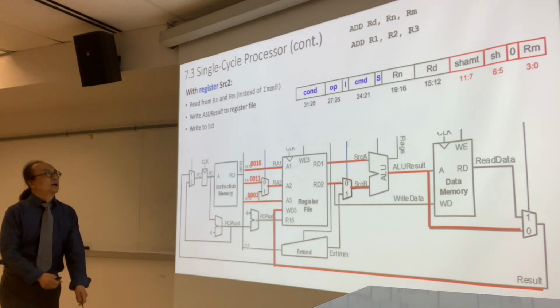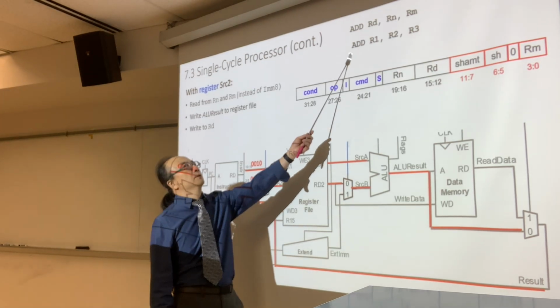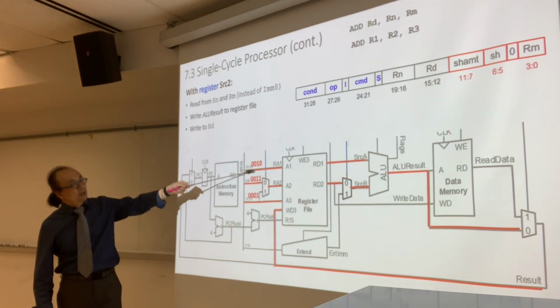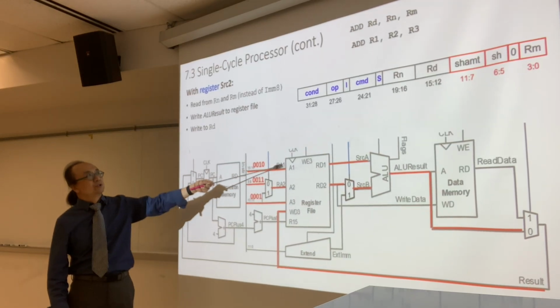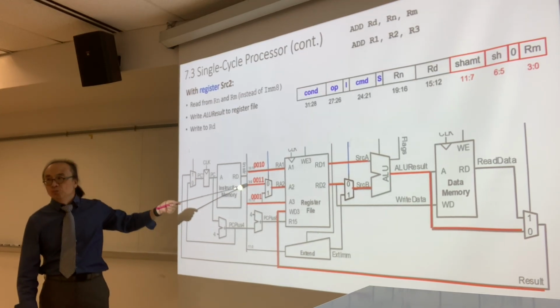So we are talking about single cycle processors. This is the last example we did last time. So we have a data processing instruction, add R1, R2, R3. This guy is Rn, which is R2. That's why we have a 2. And this is Rm, so 3.